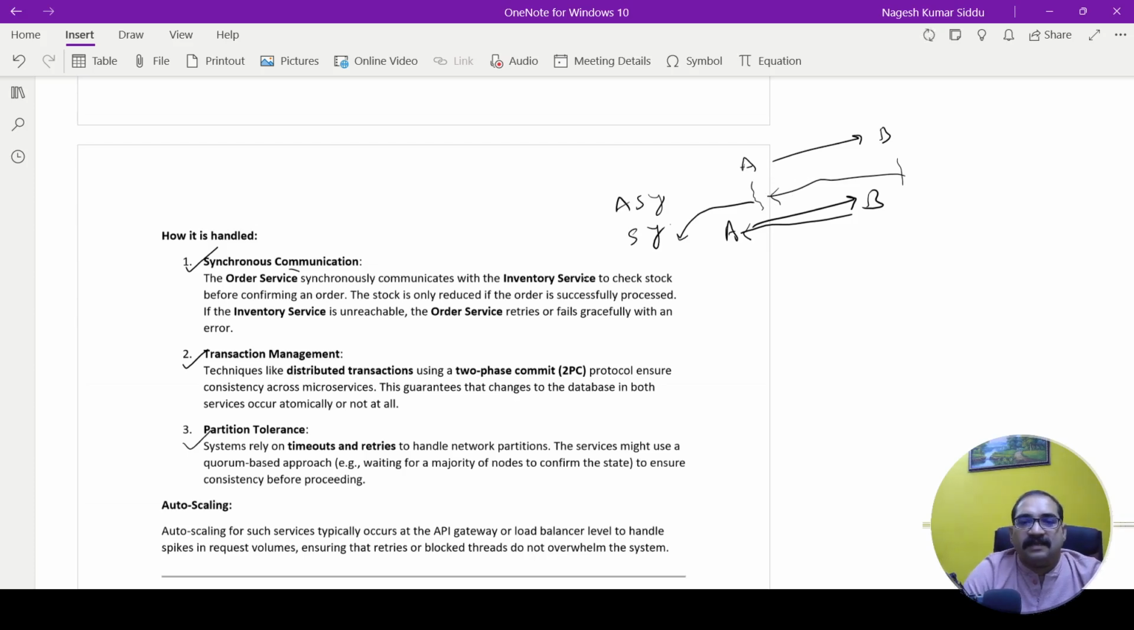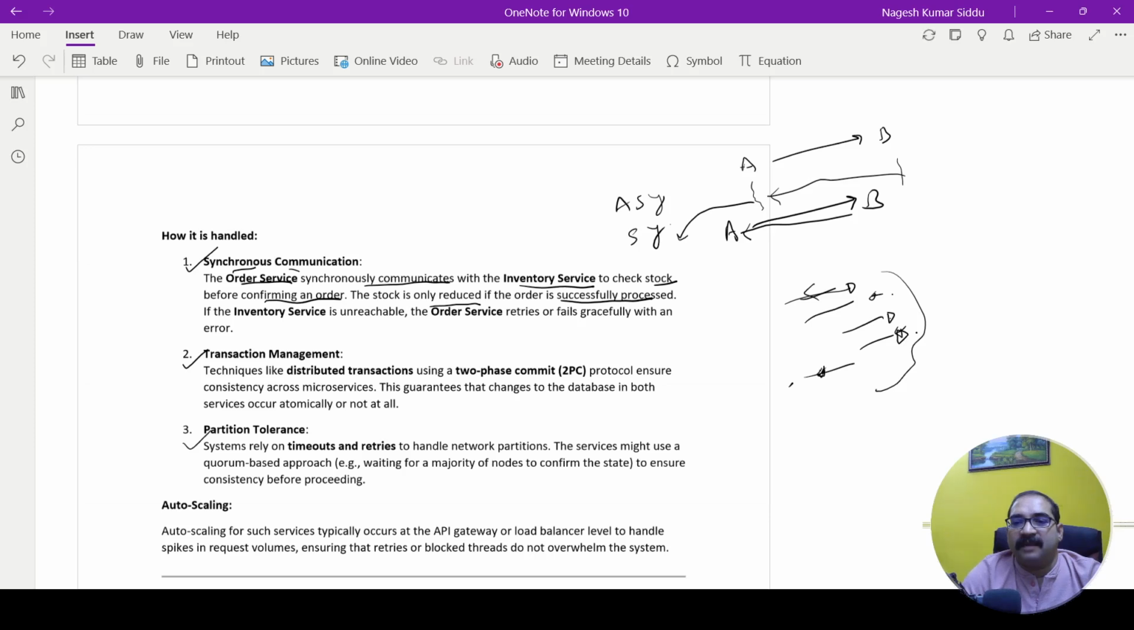So in such cases where we want high consistency, we want to wait for the response from B. That's why we use synchronous communication. The order service synchronously communicates with the inventory service to check stock before confirming an order. The stock is only reduced if the order is successfully processed. That means payment is also done. Otherwise, it will be rolled back, like in a transaction. A transaction is a set of activities, like adding an order, then reducing the count of the stock, then verifying the payment, then verifying if the payment is credited to the account, and then you send a notification to the user that the order is successfully placed. All this is one transaction.